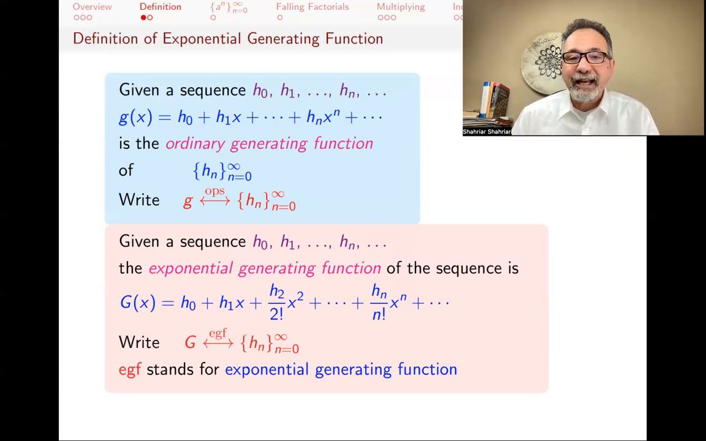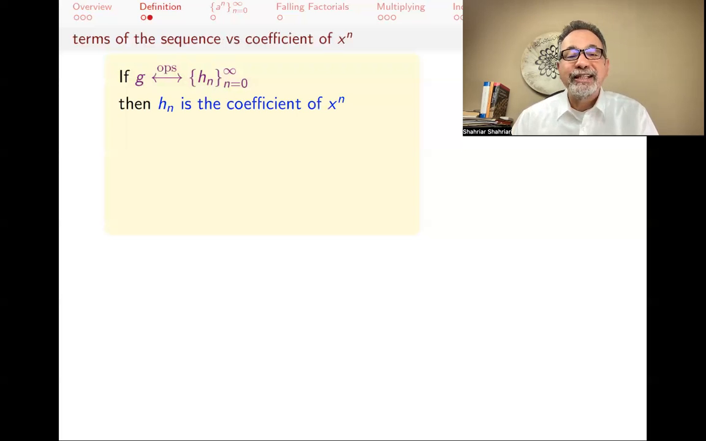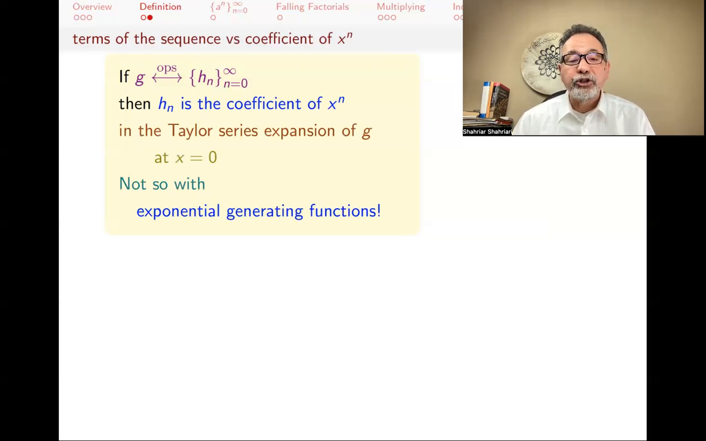And EGF, again, stands for exponential generating function. Now, I should say a little bit for this. If G is the ordinary power series of a sequence, then you know that Hn is the coefficient of x^n in the Taylor series expansion of G at x equals 0. Not so with exponential generating function.